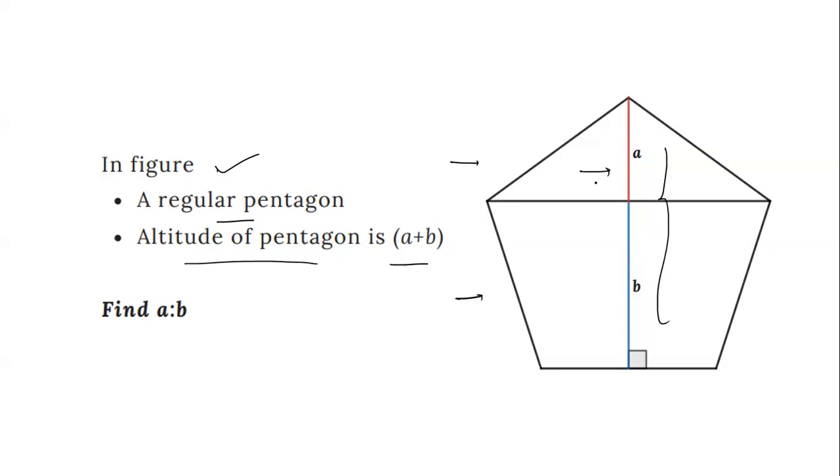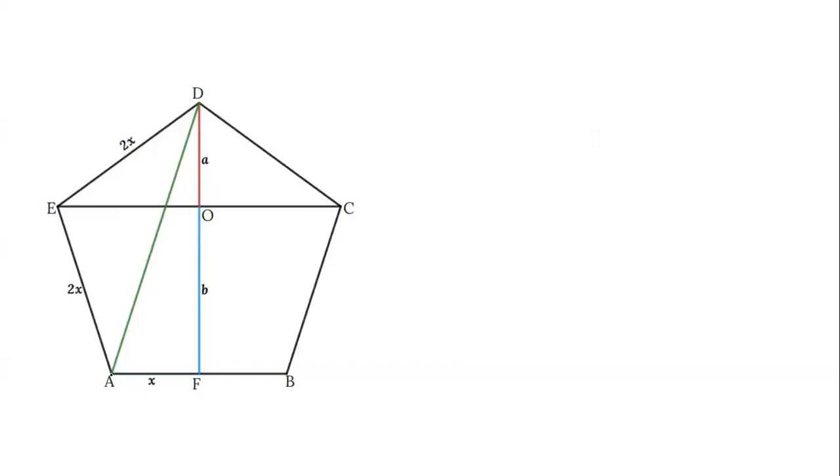So this red part is a and this blue part is b, so the total is a plus b, and we have to find the ratio of a to b. So this is the problem. So let's see how we can solve this. So you see this figure.